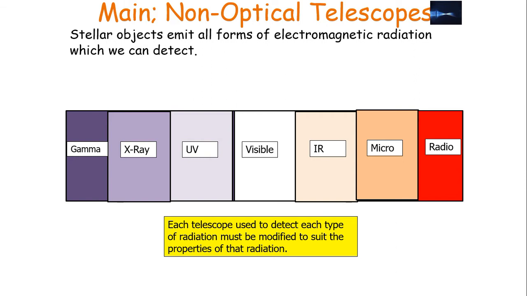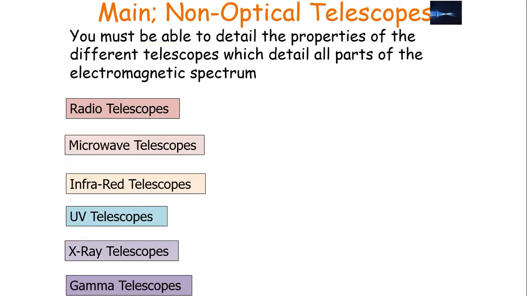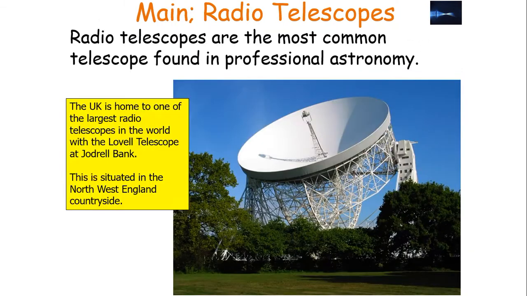Now, each telescope used to detect each type of radiation must be modified to suit the properties of that particular radiation. Now, like we mentioned before, the most common non-optical telescope is the radio telescope. So we've got to be able to detail the different telescopes used to detail all parts of the electromagnetic spectrum. Now, as we mentioned before, because a large proportion of the electromagnetic spectrum is radio waves, the most common non-optical telescope used in astronomy is the radio telescope.